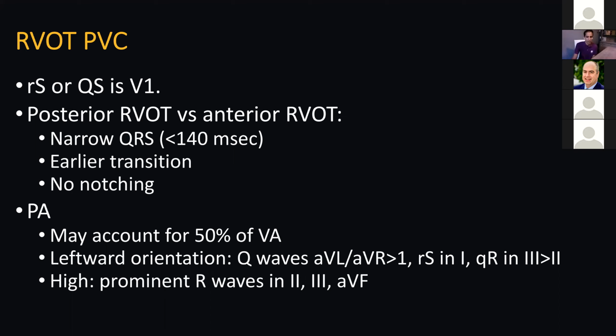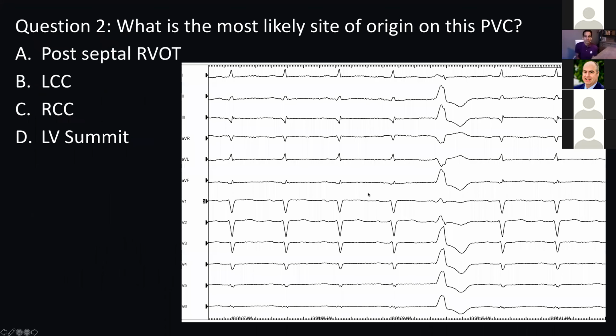Like I said, there are no real specific ECG features, but remember the pulmonary artery goes leftward compared to the LVOT, as it wraps around the LVOT. So you have a vector going away from lead one, a vector going away from AVL, and going more towards lead three rather than two. Since it is very high in the outflow tract, you're going to have more prominent R waves in your inferior leads.